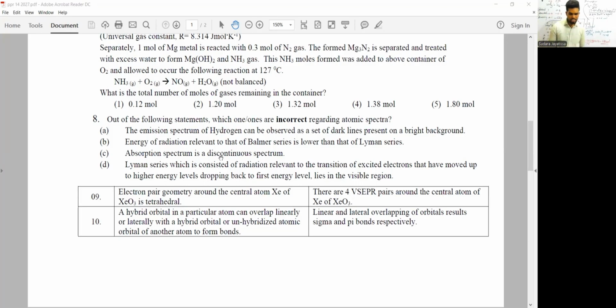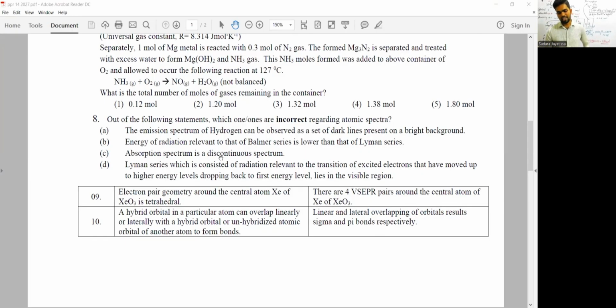And C is also correct. What about the last one? Lyman series, which consists of radiation relevant to transitions of excited electrons that have moved up to higher energy levels, dropping back to the first energy level. Yeah, Lyman series consists of transitions that are coming to first energy level from higher energy levels. That's true. But the last part is wrong.